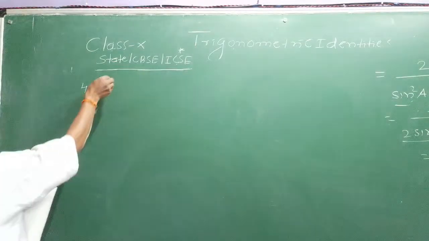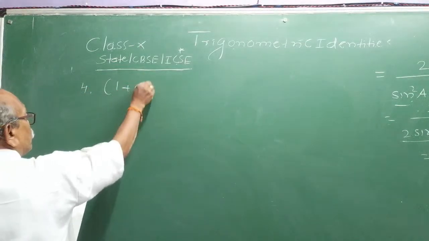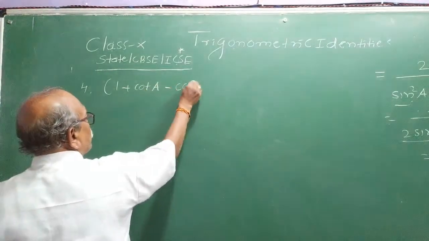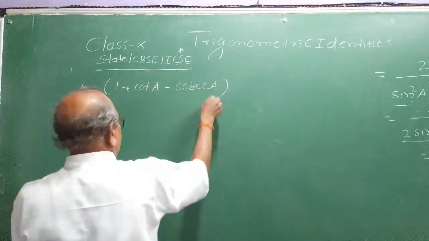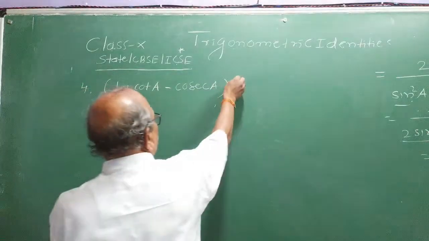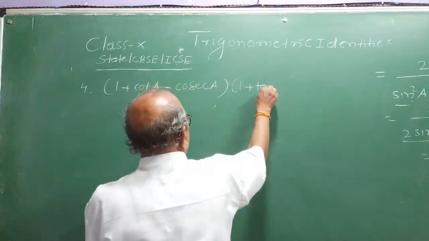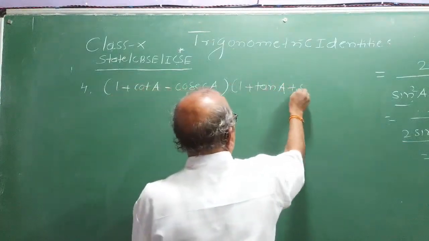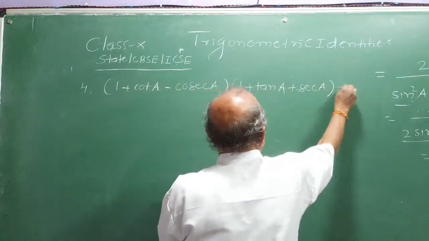You have (1 plus cot A minus cosec A) into (1 plus tan A plus sec A) is equal to 2.